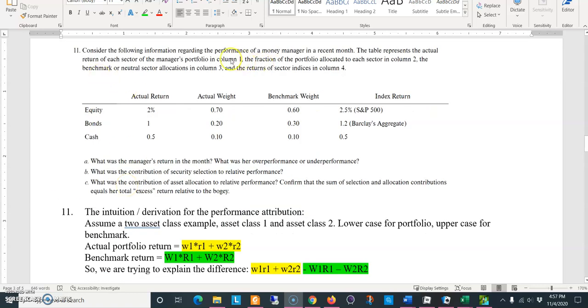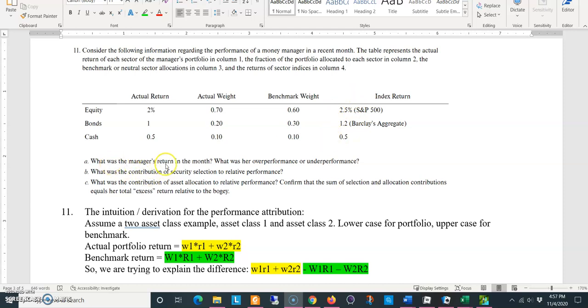It gives us information about the performance of a money manager, and it basically gives us the actual return for all the three asset classes that the fund manager invests in, and gives the actual weights that the fund manager used in the portfolio. And then here is the benchmark information. The benchmark weights are 60% in equity, 30% in bonds, and 10% in cash. And here are the benchmark index returns.